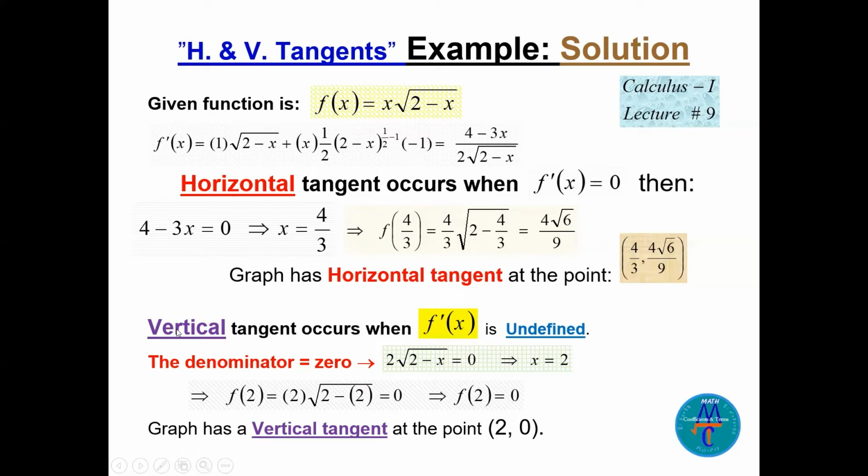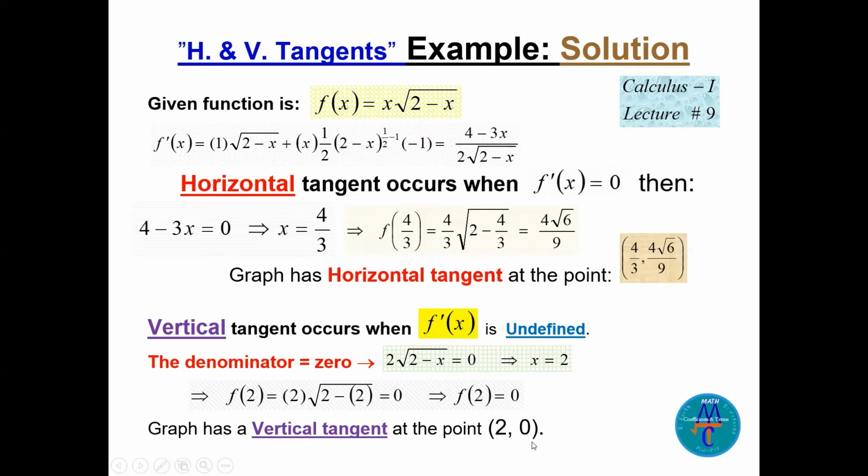Let's see where the function has a vertical tangent. Vertical tangent occurs when f prime is undefined. You can see that here. This is f prime. It is undefined at x equals 2. So we need now the image f of 2. Put 2 in the function. You get 2 square root of 2 minus 2, which is 0. So the vertical tangent for this function is at (2, 0).